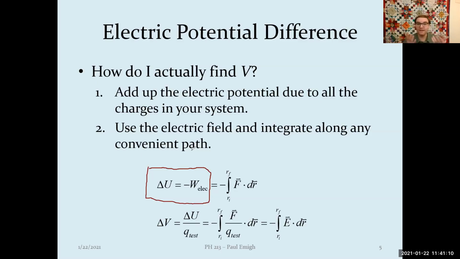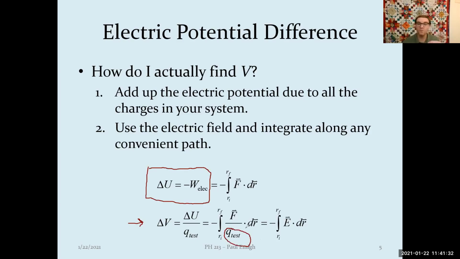The way we can get to electric potential from this is simply to divide by one of the Q's that shows up in the electric potential energy. And you can see I've done that down here in the bottom line. When you divide delta U by the Q, that gives you delta V. That Q is a constant, so it easily goes inside of that integral.